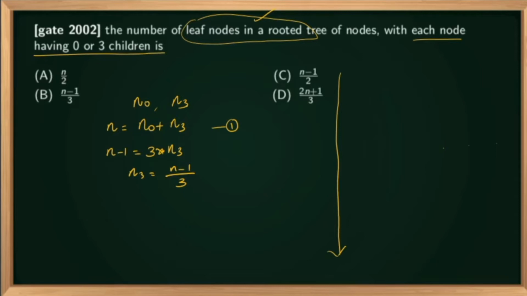That is the meaning. I don't need n3 because I want to express n0 in terms of n. So I can substitute the value of n3 into this equation. So I'll get n equal to n0 plus (n minus 1) by 3. And if you find out the value of n0, it will be (2n plus 1) divided by 3.